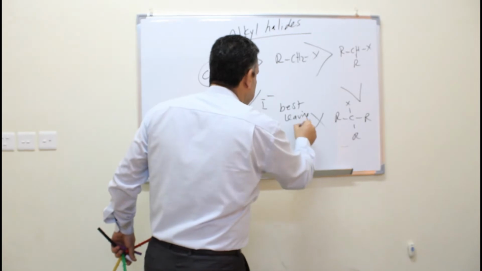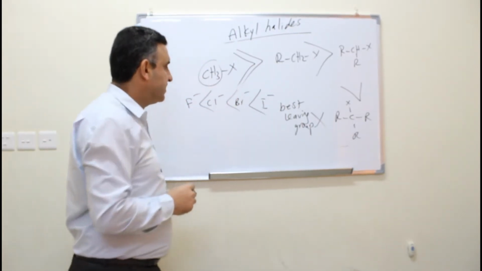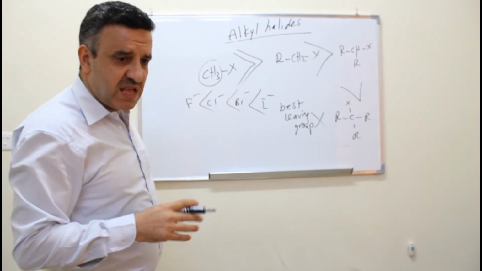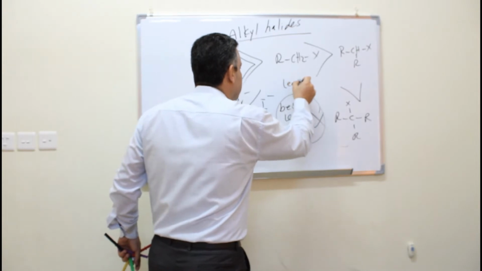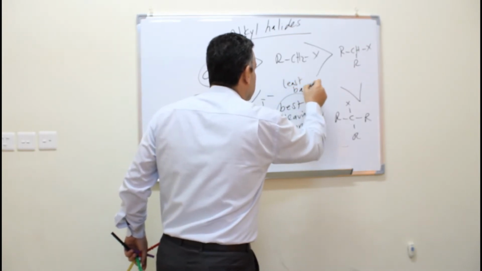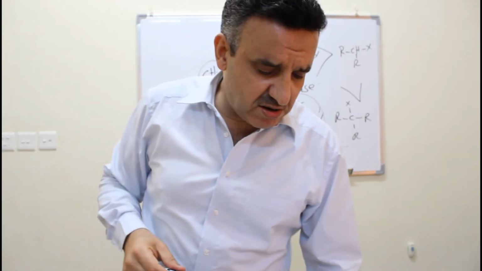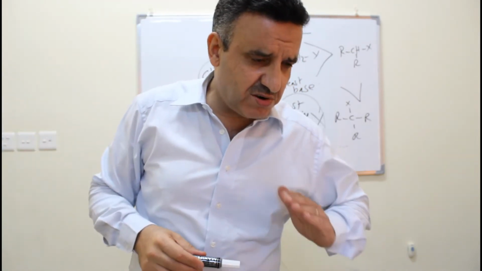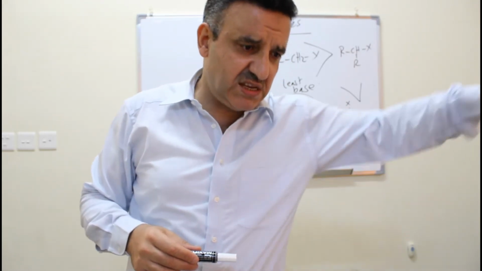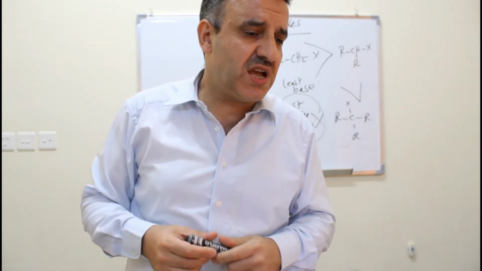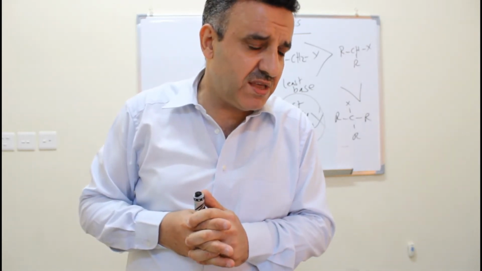while Br is better than Cl, and this is better than F minus. And this is very simple. The leaving group is always the least basic one. This always depends on the basicity. So in order to have a better leaving group, or a group that leaves easily from the carbon, it should have the characteristic of being a weak base.